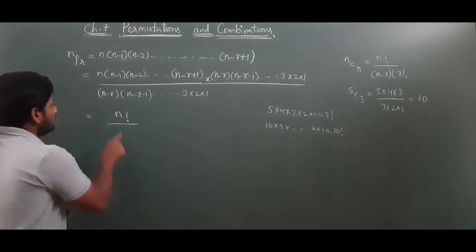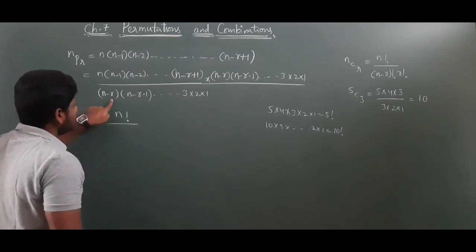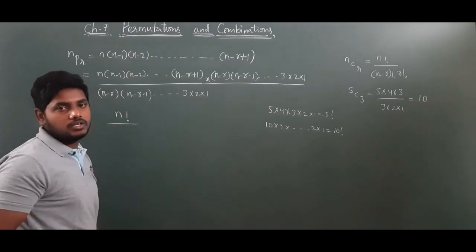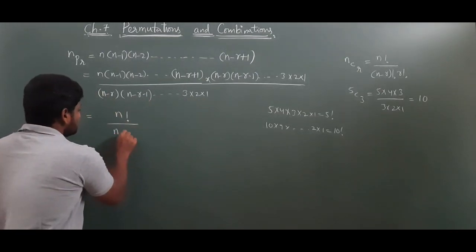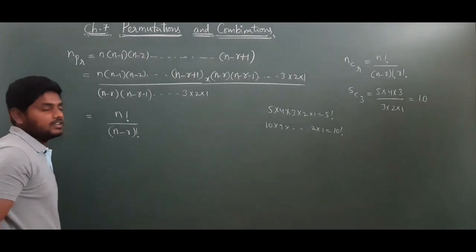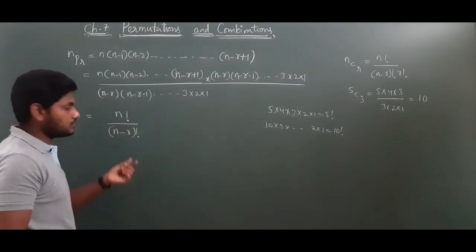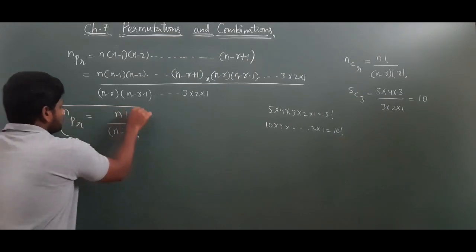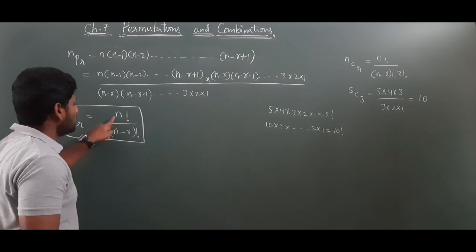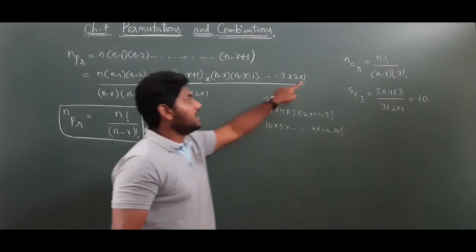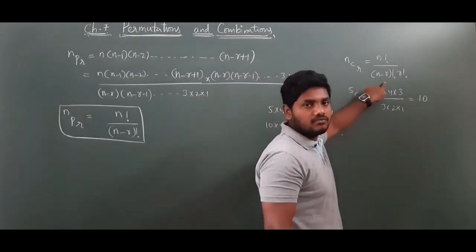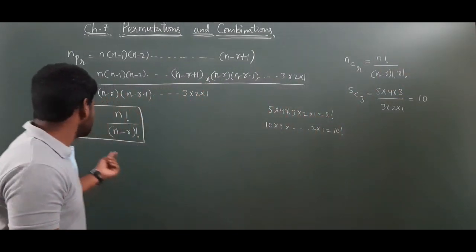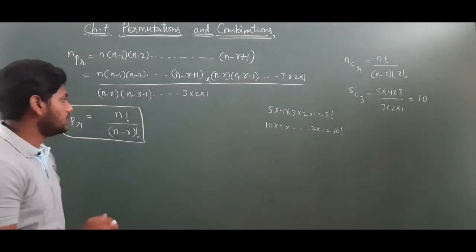Right? Now, here in the denominator you observe n minus r, n minus r minus 1, n minus r minus 2, so on up to 3 into 2 into 1. So how can we write this one? That is n minus r factorial. Why? Because n minus r is decreasing up to 1, so n minus r factorial. So that's what NPR is. NPR is equal to n factorial by n minus r factorial, but NCR is equal to n factorial by n minus r factorial into r factorial. So this is the small difference between permutations and combinations, right?